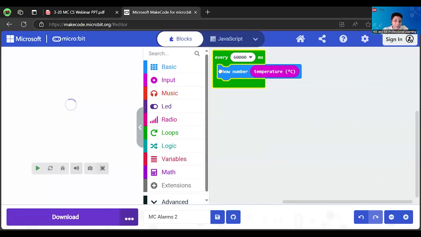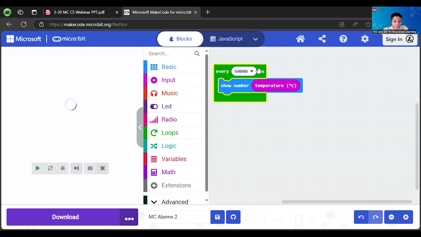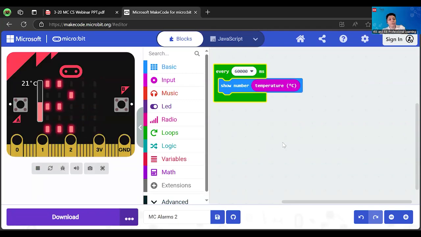So this one, very simply, this is milliseconds over here, which is important to note for students as well, is that every 60,000 milliseconds, which is 1 minute, it will show our temperature. So over and over again, it will continue to show our temperature every minute. Right now, it's going to keep cycling that every minute.